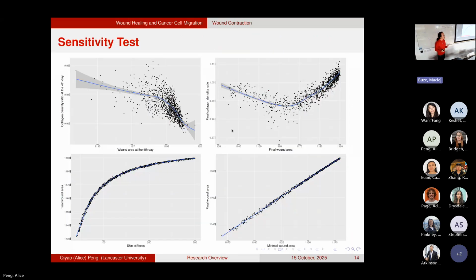We also did some sensitivity tests, because we have so many parameters and we would like to know what the key factors influencing the contraction are. To be honest, most of them fit our expectations. For example, if you know something happening in the early stage of wound healing, you can kind of predict or link it to what the final contraction is going to look like. Or, softer skins suffer more contraction compared to stiffer skin.